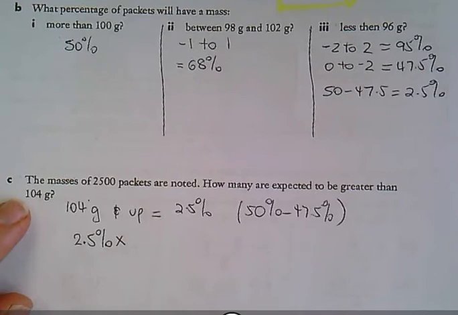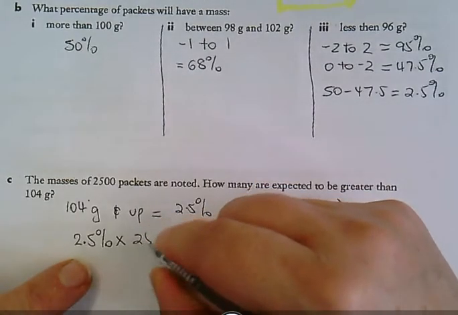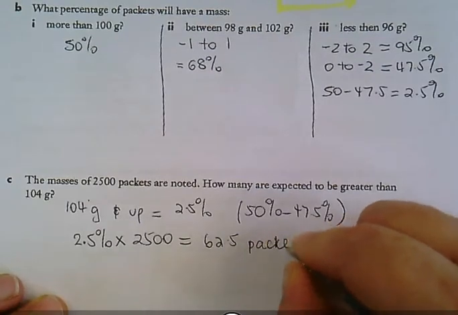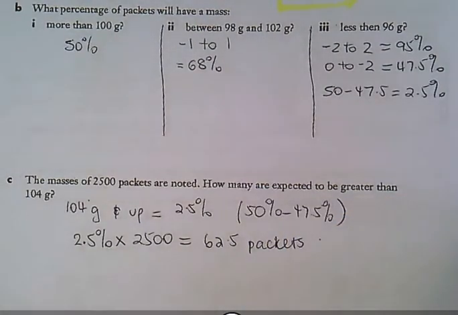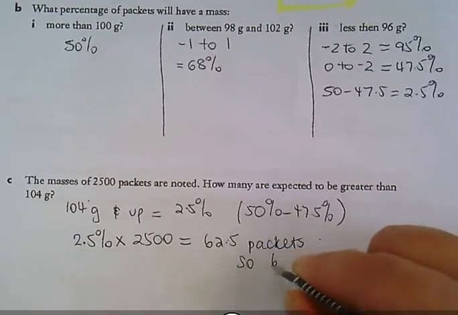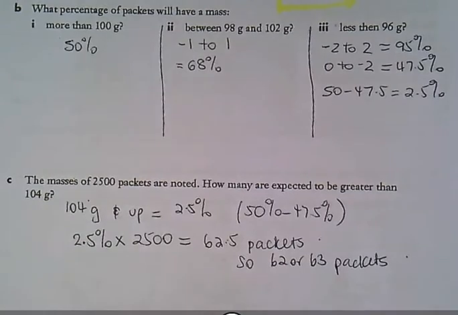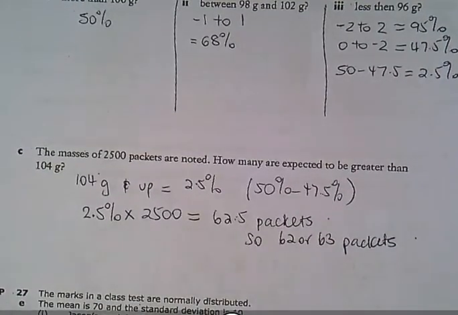So what do I do? 2.5% of 2,500. So it's 62.5 packets. You could put either 62 or 63. Just leave it at 62.5. So it's either 62 or 63 packets, basically. 62.5. You can't choose either one.